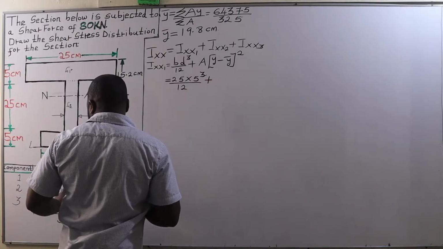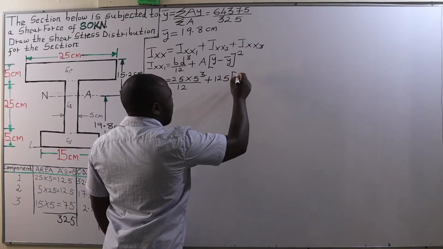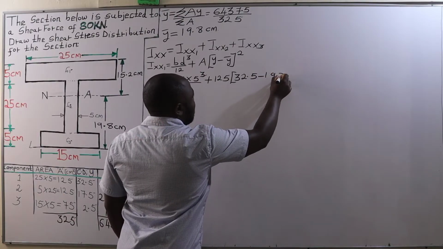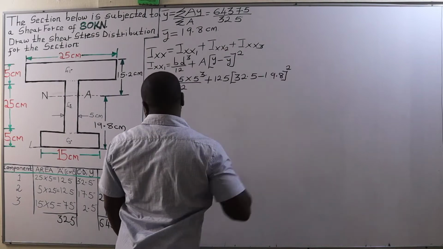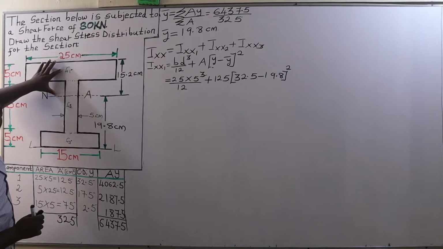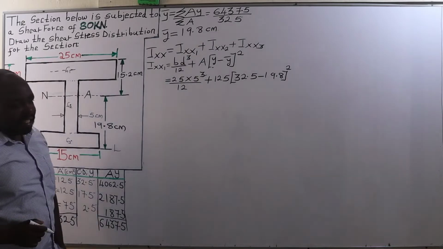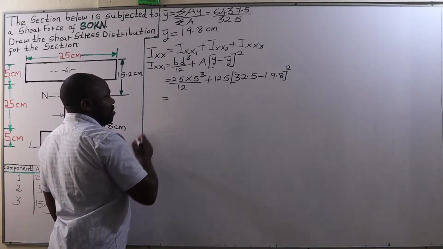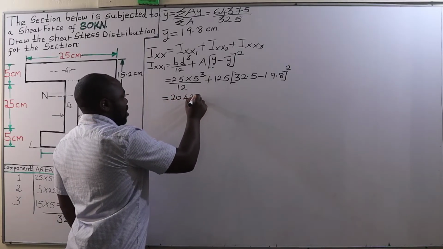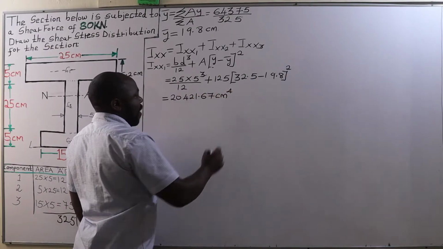Add this to its area, 125 centimeters squared, into y minus bar y, which is 32.5 minus 19.8 squared. Now, y minus bar y is this distance, that is from G1 to the neutral axis. And therefore, this is going to give us 20,421.67 centimeters raised to the power of 4.